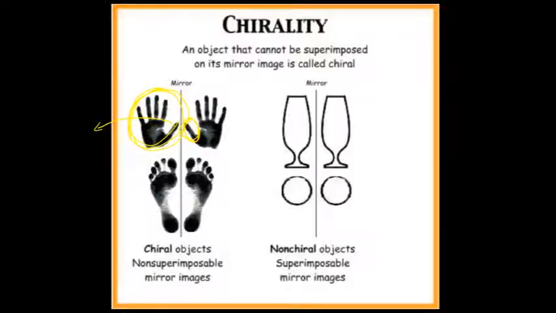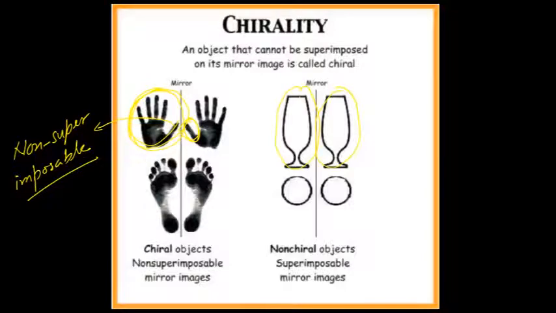But if you see these glasses, for example, these glasses and their mirror images are superimposable. Spheres are superimposable. So for these, there is a new term, chirality. The non-superimposable structures are known as chiral structures. A few people pronounce it differently, but that is not correct. The correct pronunciation is chiral. Chiral and chirality.